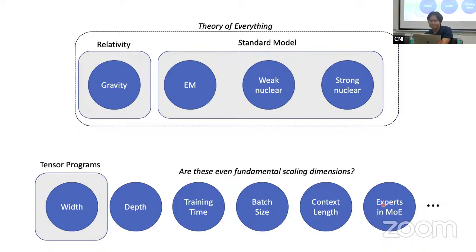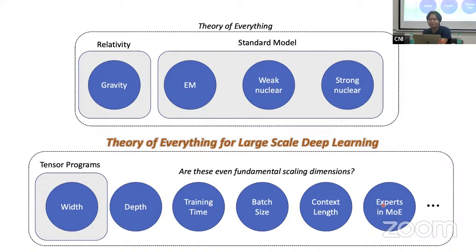So as such, right now is a really good time to look at and to build this theory of everything for large scale deep learning, which would answer the question of how do you scale hyperparameters optimally for depth, training time, and so on and so forth, but also how should you allocate your resources across these dimensions when you try to scale your model.